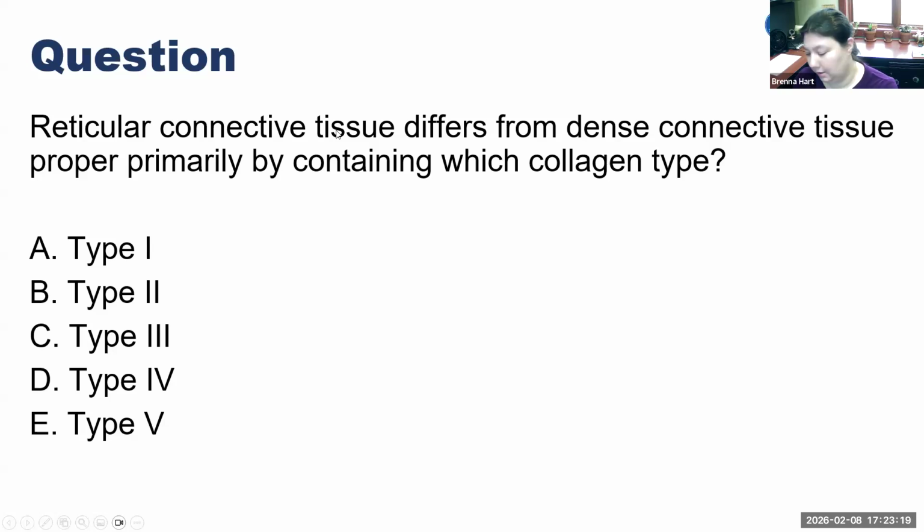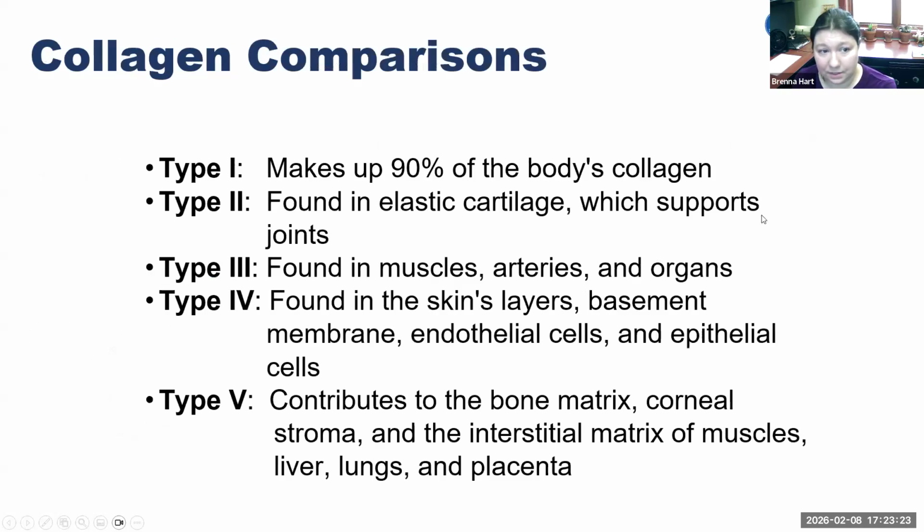Yep, okay. Y'all are nailing it. So it is going to be type 3. There are tons of different types of collagen. For the most part, type 1 is the most common. It makes up 90% of the body's collagen.